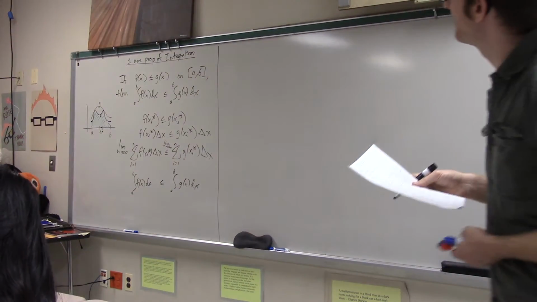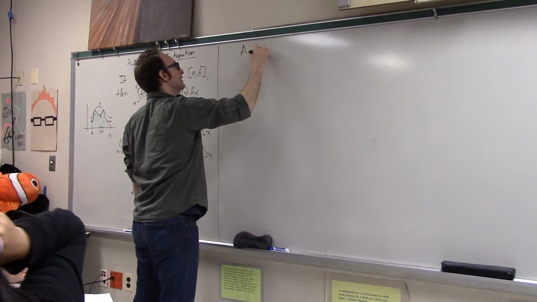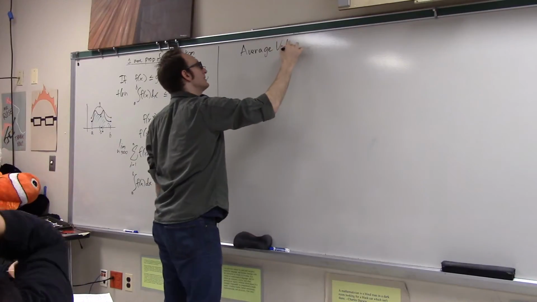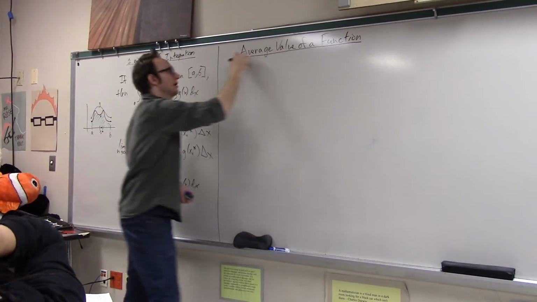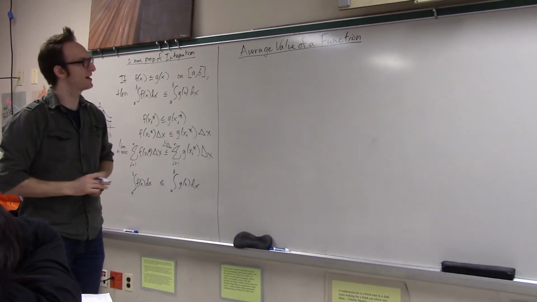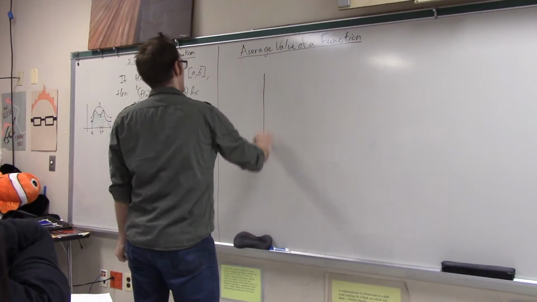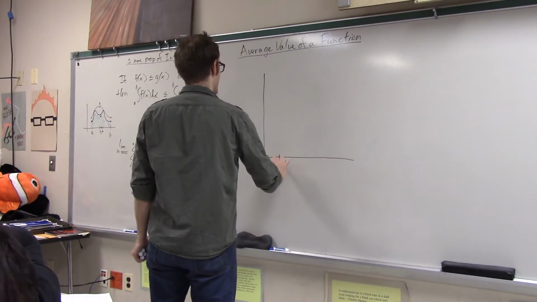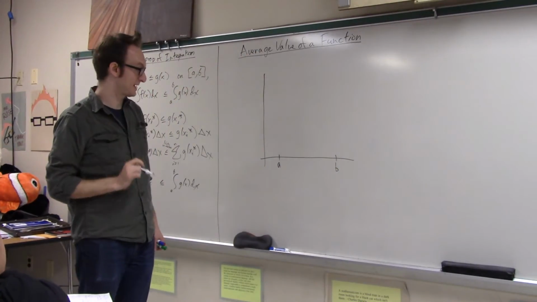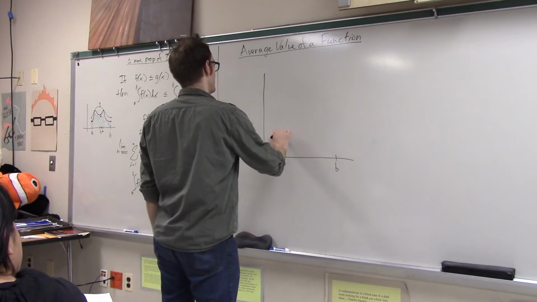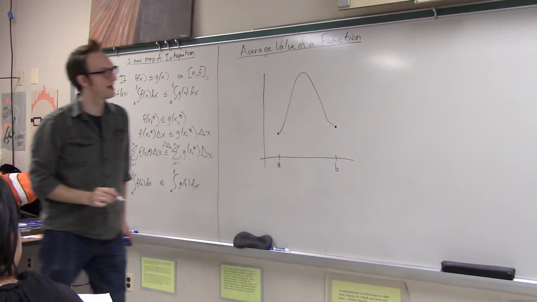All right, now I want to talk about something which is seemingly kind of out of nowhere. What I want to talk about now is the average value of a function. The average value of a function on a particular interval. So suppose I have some function f on the interval ab, and maybe this function looks kind of like that.